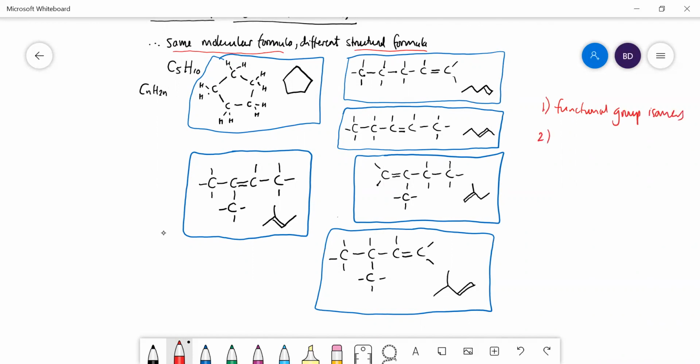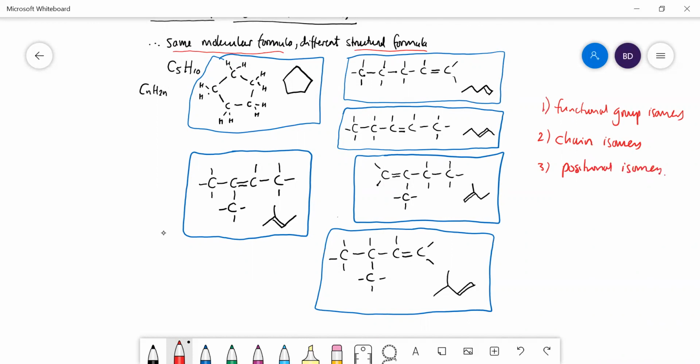Are they, then they could be chain isomers. We'll explain what this means in a minute. Or they can be positional isomers.